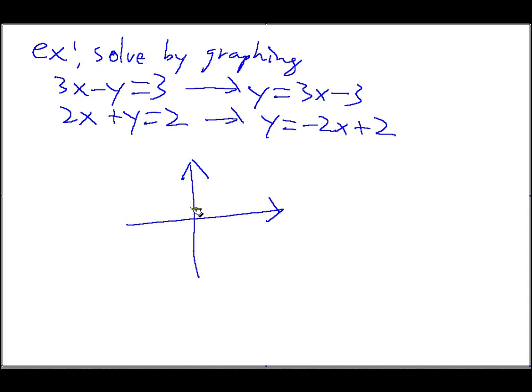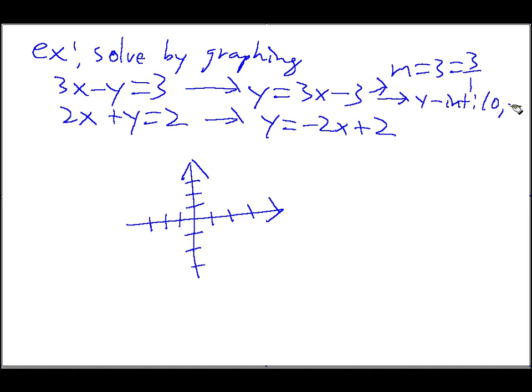Let's see here. So let's get 1, 2, 3, 1, 2, 3, 1, 2, 3, and 1, 2, and 3. Okay, let's start with the first equation again. Let's graph the first equation. So what's the slope here? Well, the slope is 3, which is 3 over 1. And the y-intercept is going to be what? Well, that's going to be 0, negative 3. So 0, negative 3. Make sure we see that here.